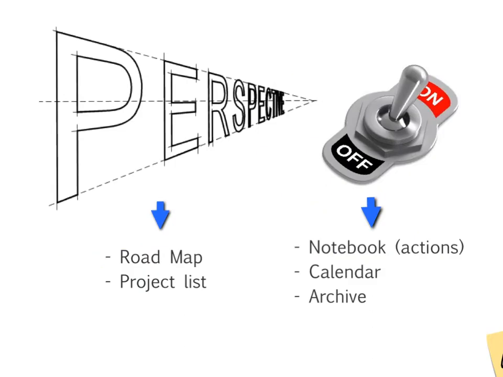And to end up this short video, we are going to sum up a little bit. We have seen the perspective, which is the roadmap, basically, that we learned, and the updated project list. And for the control, we have seen in this video how to make use of a notebook with the actions and actions classified by context, how to use the calendar, and how to archive.